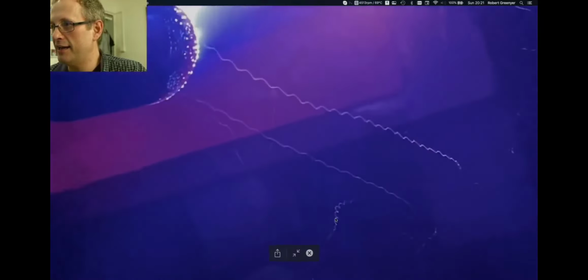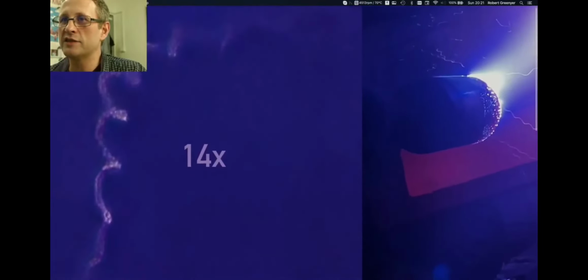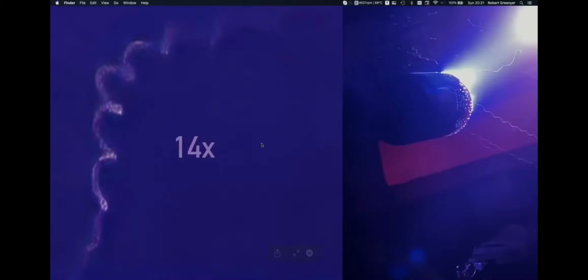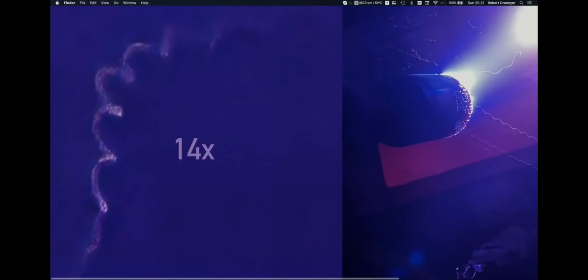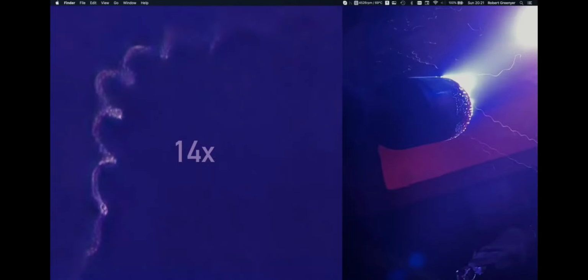And more interestingly, we have this structure down here, which I have blown up down here. This is a 14 times expansion of that. If I get rid of my face, you can see a little bit clearer because I'm not in the way. Would you say that this is a spiral? I don't know. I think it probably is a spiral. It certainly gives the impression it is.